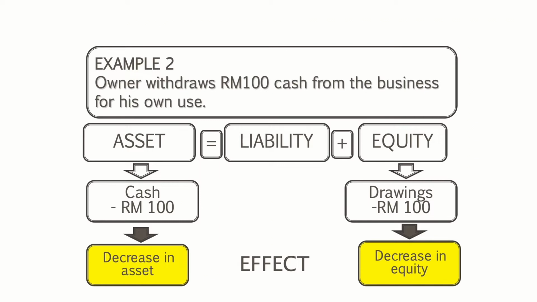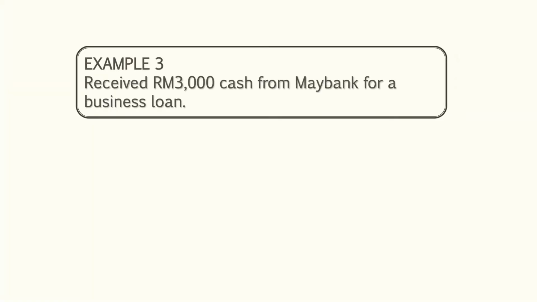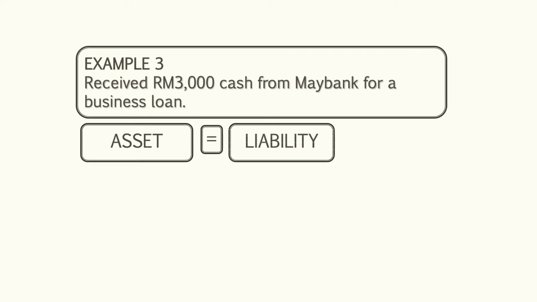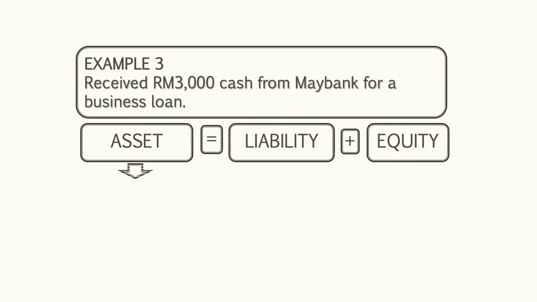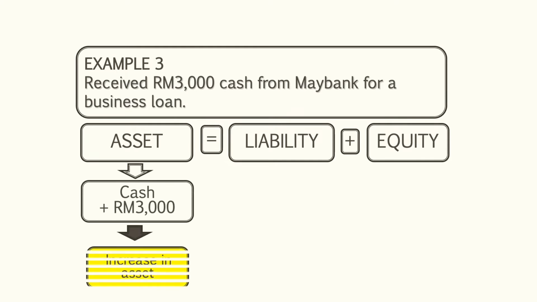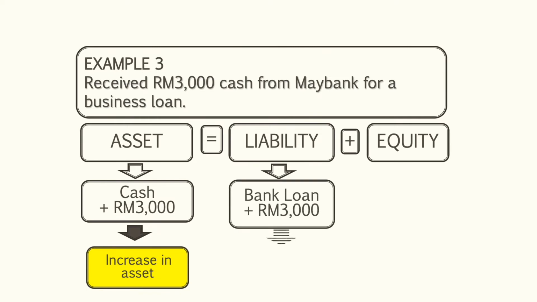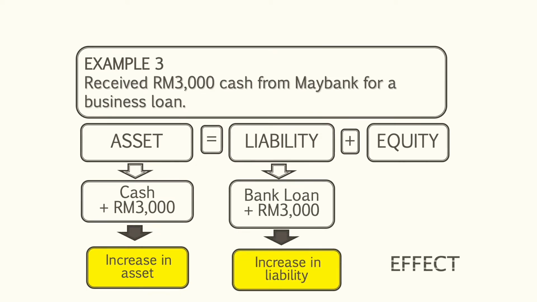So let me go to example number 3. Receive RM 3000 cash from Maybank for a business loan. So now we receive money, 3000 cash. Now what happened? You can look at the asset part: under the item cash it will increase RM 3000. Alright, and this is followed by liability also increasing RM 3000 under the item of bank loan. So again, you can see that an increase in asset results in an increase in liability also.